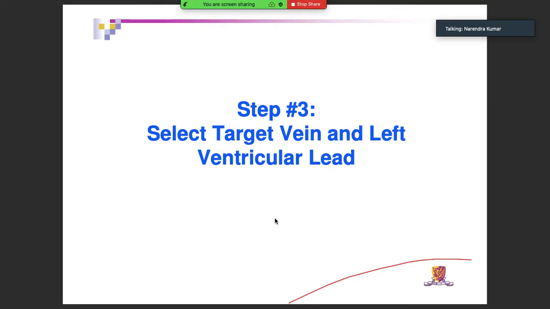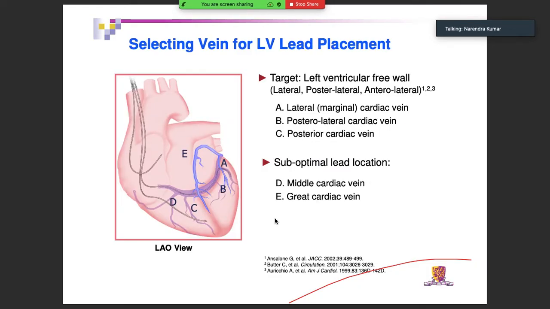Once we have understood this, the next important thing is how to select the target vein for the left ventricular lead. For this, the target most of the times is the left ventricular free wall. Free wall includes the lateral wall, the posterolateral, or even the anterolateral. Okay, the lateral segment, the anterolateral, and the posterolateral. And the suboptimal, not so good positions are like the middle cardiac vein or the great cardiac vein, in fact. Okay, so that is very, very important.